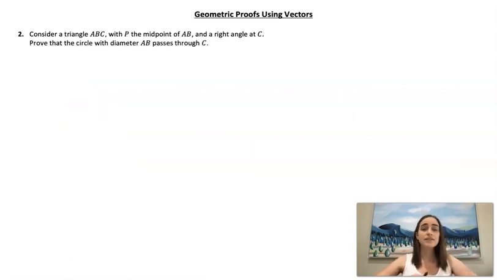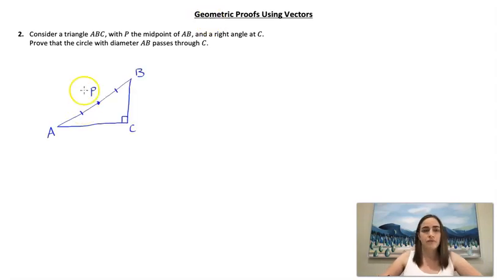Our second example asks us to consider a triangle ABC where P is the midpoint of AB and we have a right angle at C. Then we're asked to prove that the circle with diameter AB passes through the point C. So let's draw ourselves a diagram. So we're trying to prove that a circle with diameter AB, so if we have a circle with this as our diameter, then it's also going to pass through this point C here.